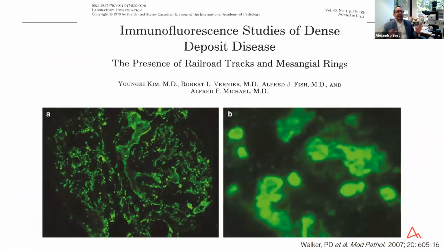The immunofluorescence can have different patterns. It could be granular, it can be linear-granular, it can be like this, what I'm trying to show here. It can form rings. These are the famous mesangial rings of DDD.